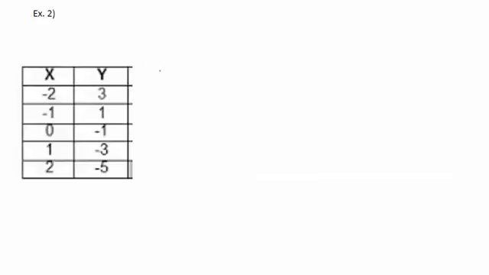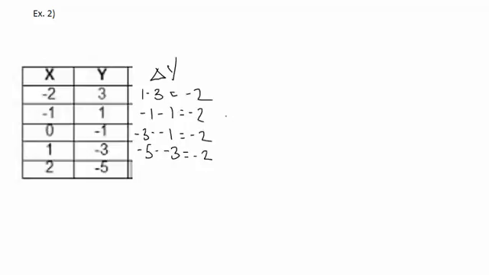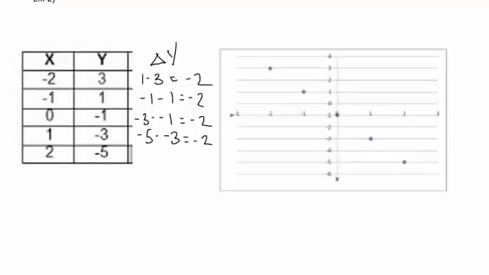Let's now calculate the first differences for this table. We have 1 minus 3, which equals negative 2. We have negative 1 minus 1, which equals negative 2. We have negative 3 minus negative 1, which is also equal to negative 2. And we have negative 5 minus negative 3, which is equal to negative 2. So all the first differences are equal and they are negative 2. And here is the associated graph for this table of values. Again, we have simply plotted the points x and y onto this graph.